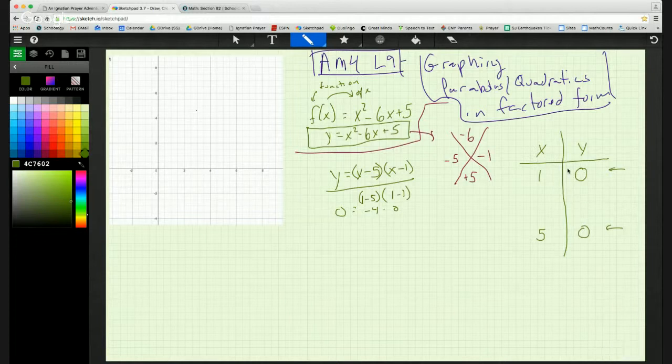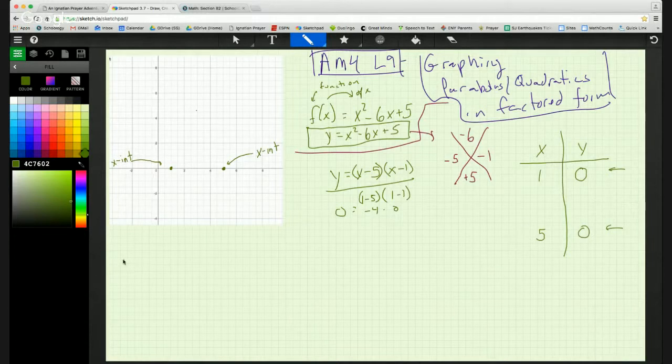And what are these things called? Let's just put them up here for a second. Well, if we graph them, we go 1, 0, and we go 5, 0. Oh my goodness, what are these called? These points, if they hit the x-axis, have a special name. These are called x-intercepts. Oh my goodness, things are starting to click, maybe in your head. X-intercept. So we have two magic points.